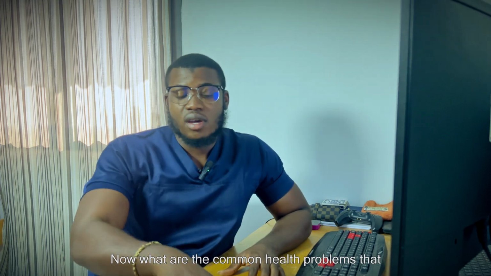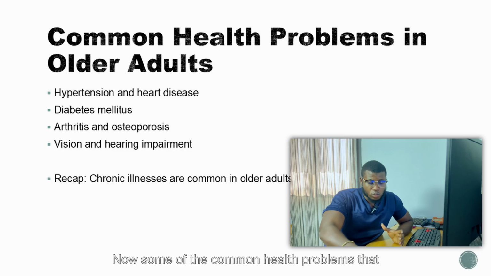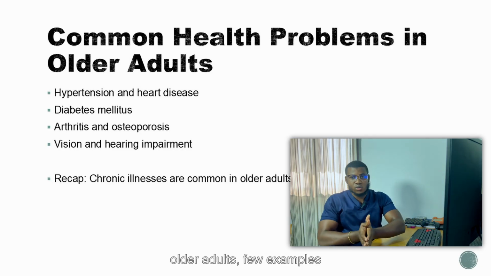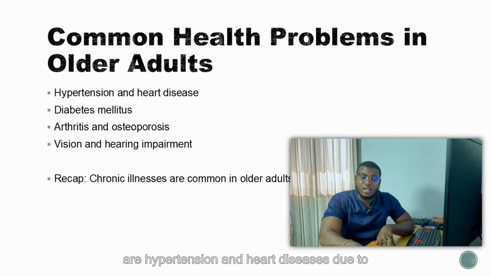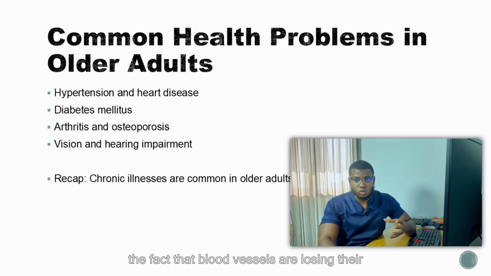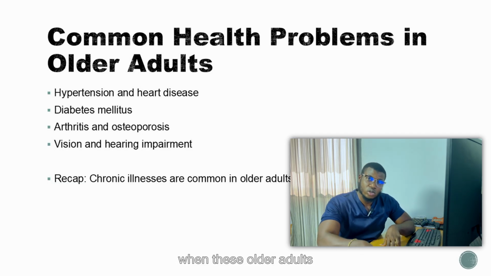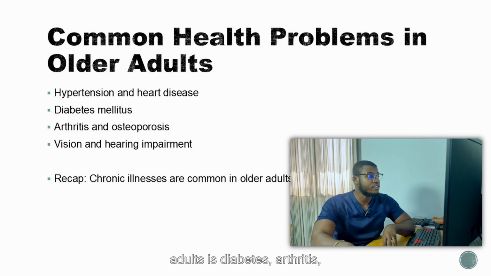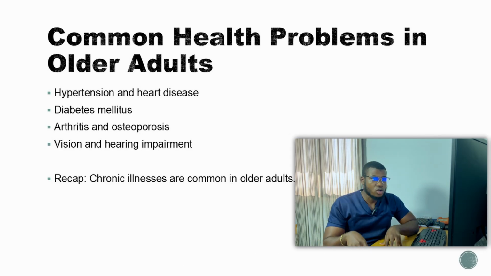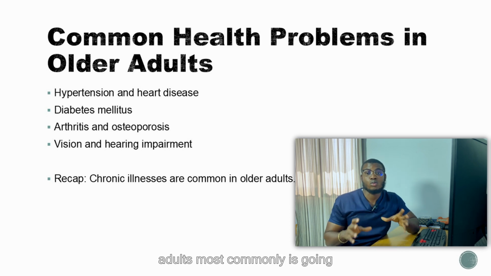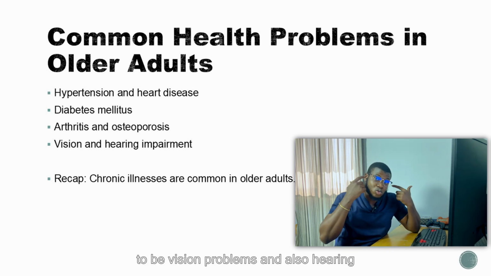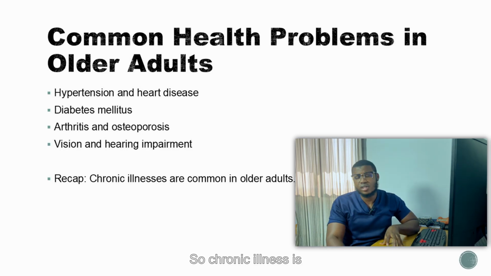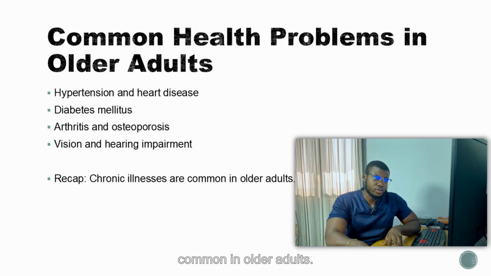Now, what are the common health problems that you mostly find in older adults? A few examples are hypertension and heart diseases, due to the fact that blood vessels are losing their functions as they had when these older adults were much younger. Another health problem that you can mostly see in these older adults is diabetes, arthritis, or osteoporosis. Other common health problems are vision problems and also hearing problems as they age. So chronic illness is common in older adults.